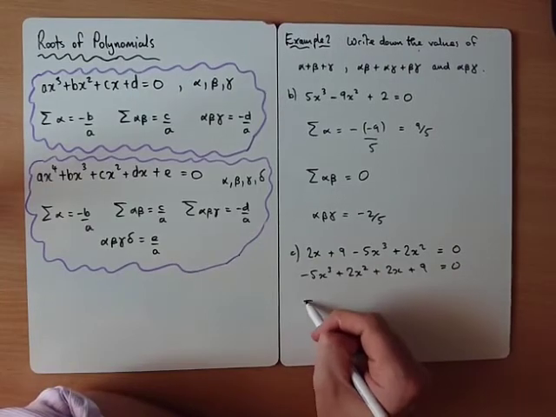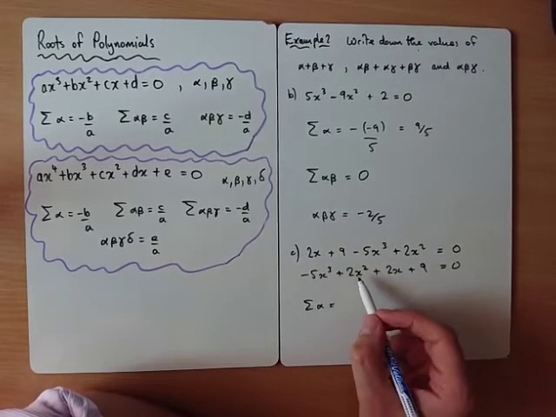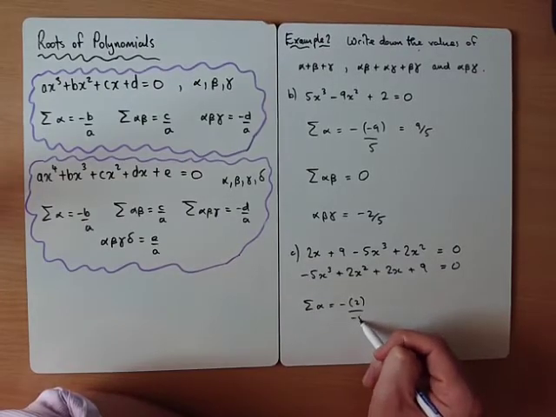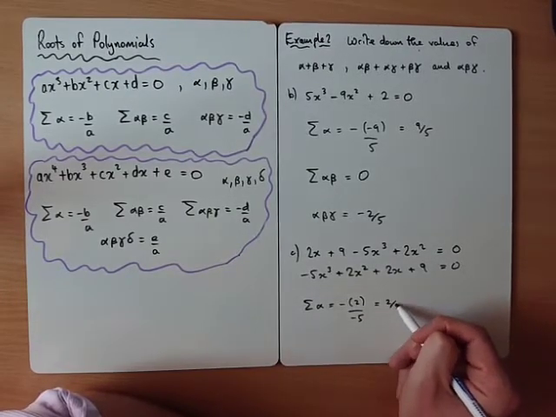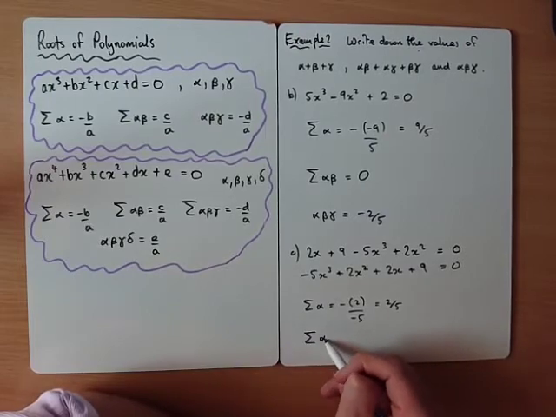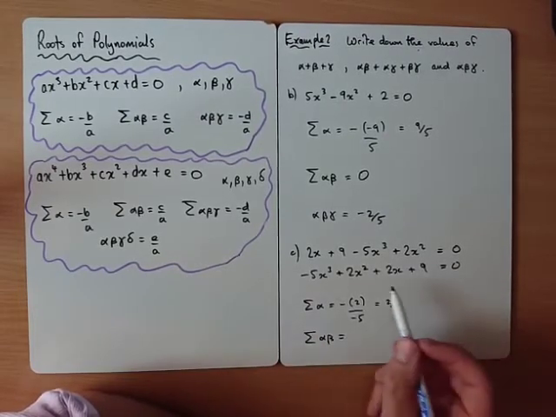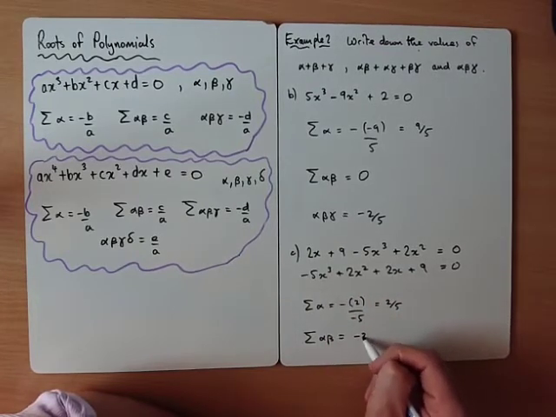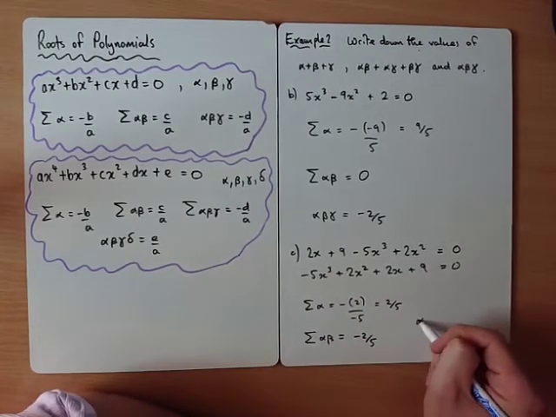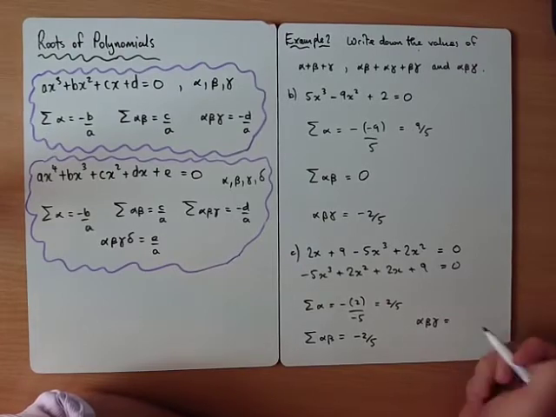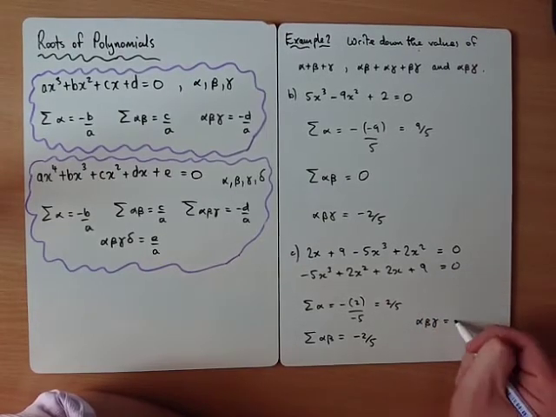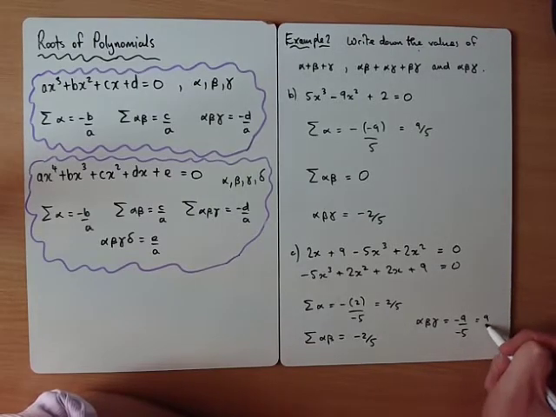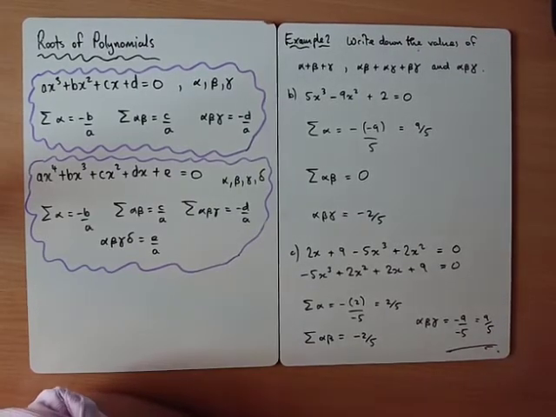And then the sum of the roots. Minus B over A, so minus 2 over minus 5. So we get 2/5. The pairs would be C over A. So 2 divided by minus 5, minus 2/5. And the product, minus D over A, so minus 9 over minus 5. 9 over 5.